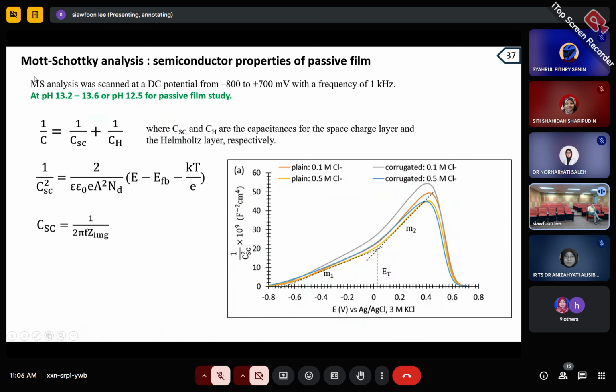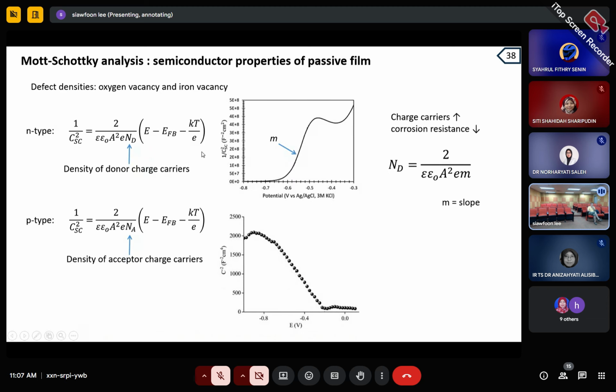Okay. And another is called Mott-Schottky analysis. What is this Mott-Schottky analysis about? Actually, when you apply this technique across the steel surface from negative 0.8 to positive 0.7, you will get back the capacitance. And this is the equation to calculate the capacitance, but at this moment I will not go deep into it, and let us look at the curve itself. If you get a curve like this, with a positive slope, it means you have donor charge carriers, which means it is electrons that flow through the system.